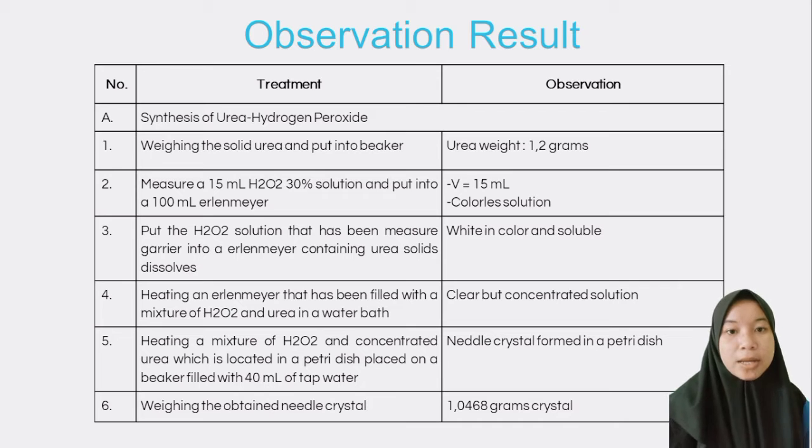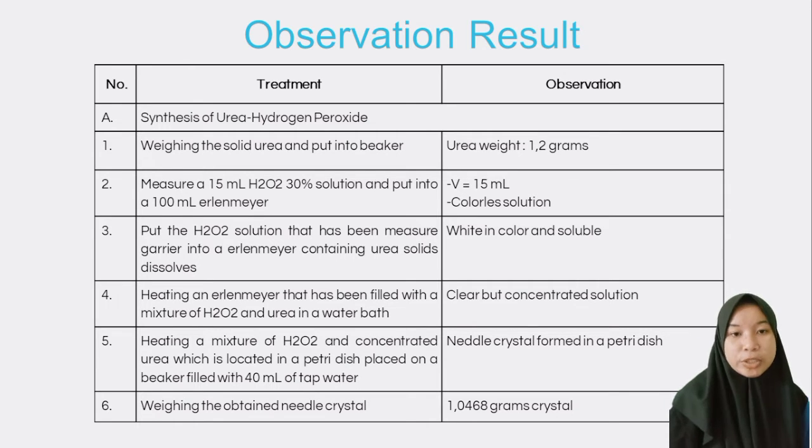Results and discussion. One, results. A, synthesis of urea hydrogen peroxide. Treatment one, weigh the solid urea and put it into a beaker. Observation: urea weight is 1.2 grams. Treatment two, measure 15 ml of 30% hydrogen peroxide solution and put it into a 100 ml Erlenmeyer. Observation: volume 15 ml and a colorless solution.